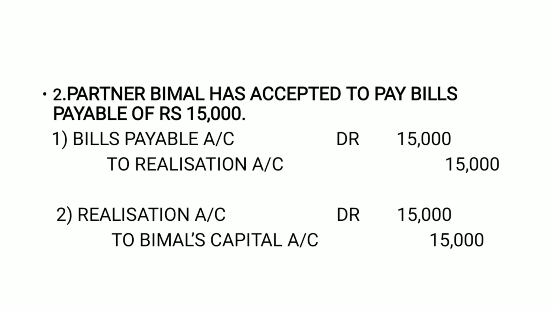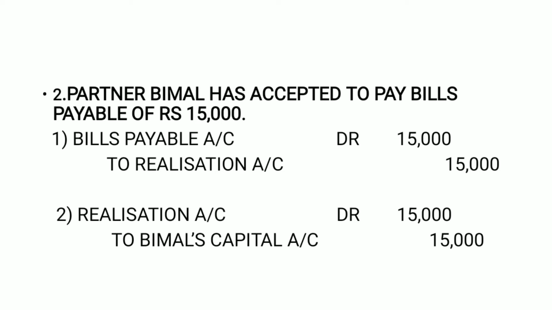Next, it says partner Bimal has accepted to pay bills payable of rupees 15,000. Bimal is a partner. Bills payable is a liability. Now usually the accounts of liabilities are closed and all the liabilities are paid. This is the usual process. So bills payable is a liability of 15,000 rupees, and the same is closed and transferred to realization account.